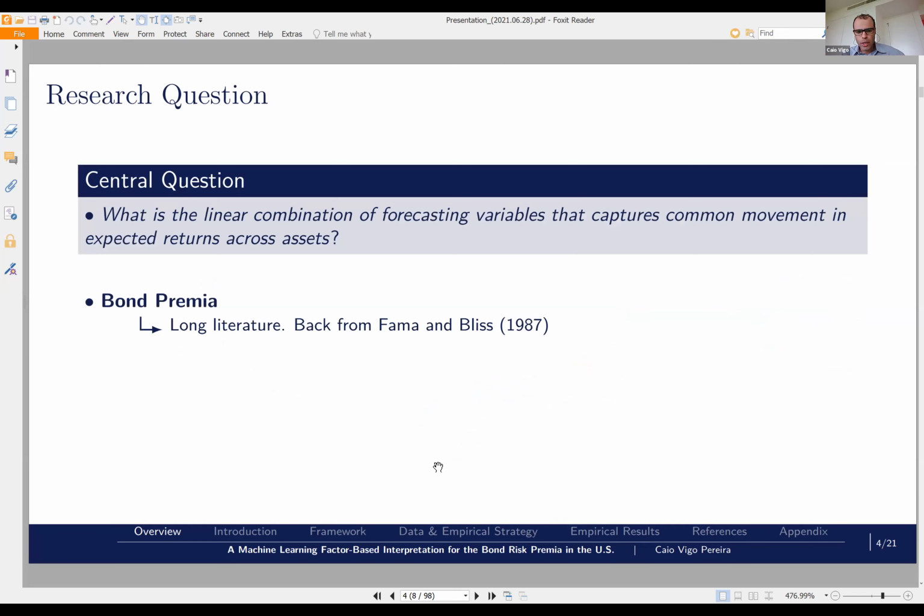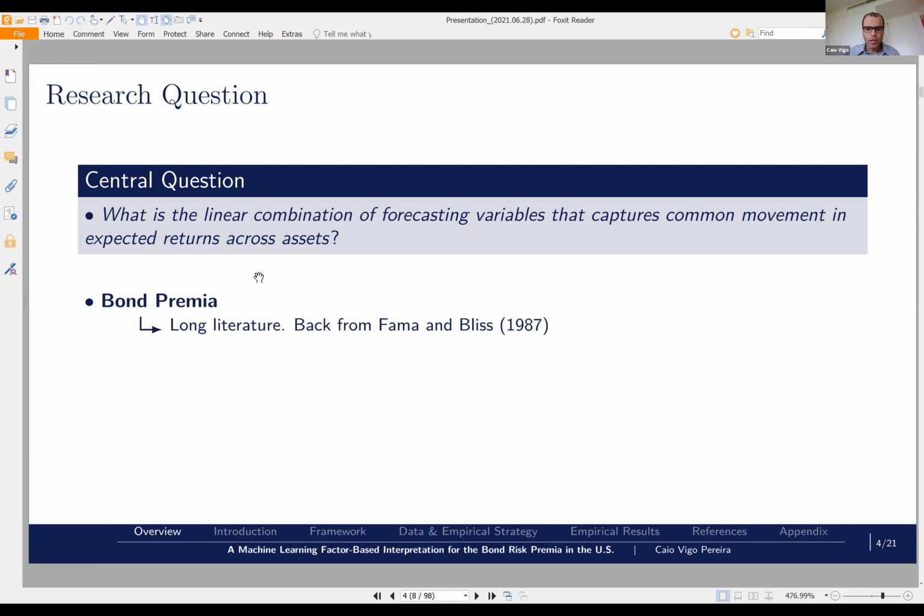The central question of this paper is one that has been around for a while. This bullet is pretty much a question that Cochrane posed in a comment on a paper that I will mention, which is from Bauer. What this literature tries to do is find a linear combination of forecasting variables that captures common movement in the expected returns across, in this case, bonds. So we want to know how we can create this linear combination.